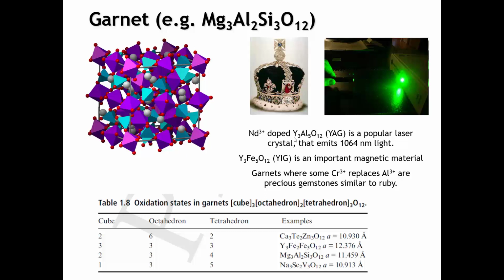If we replace the aluminum with iron, yttrium iron garnet, then we get a material that's called YIG, which is a really important magnetic material. So a lot of garnets are important for their magnetism.